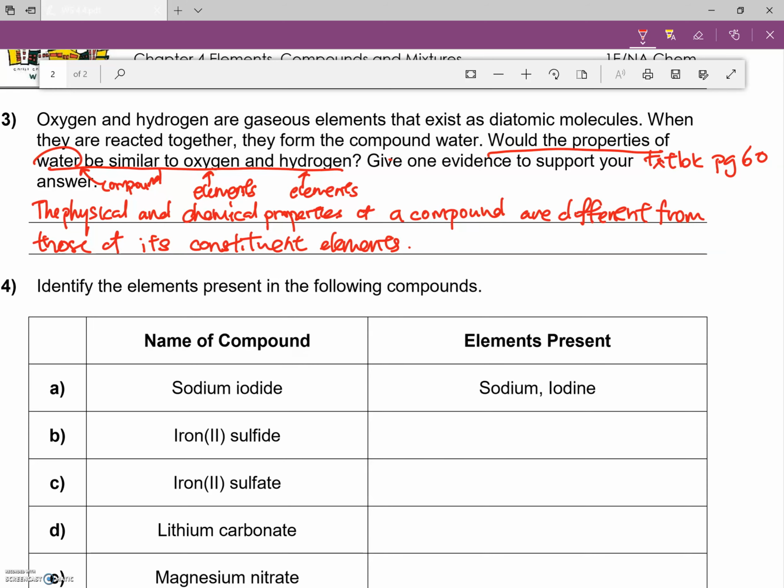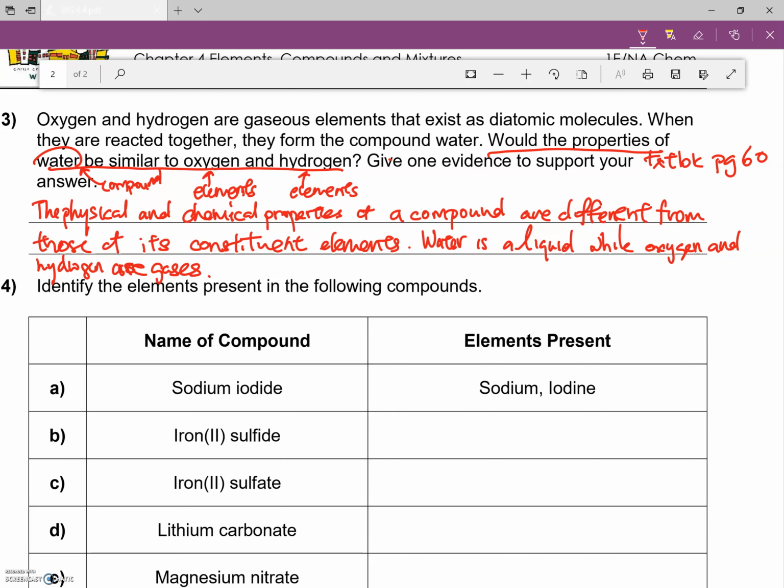Now, in terms of the physical property, let's think about it carefully. Water is a liquid, okay, while oxygen and hydrogen are gases. So you can see in terms of the physical property, it is different. Okay, it is different. So we know that the properties are different.